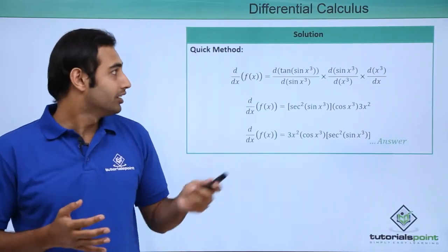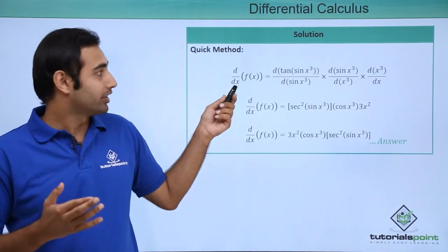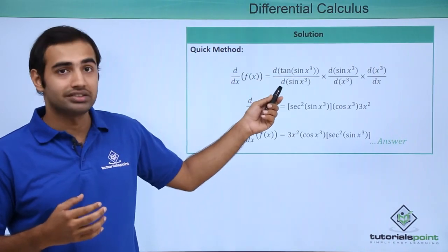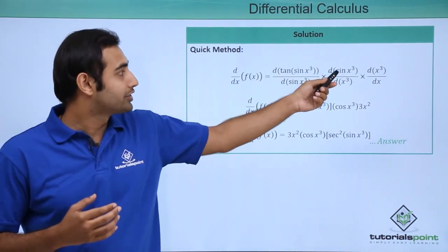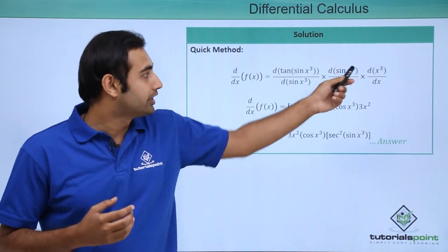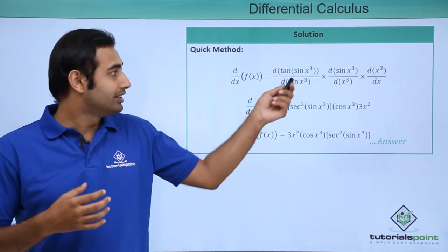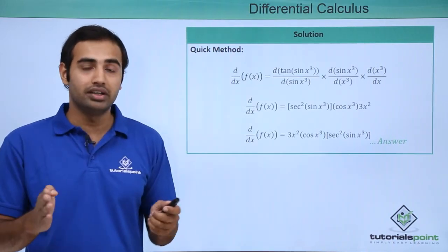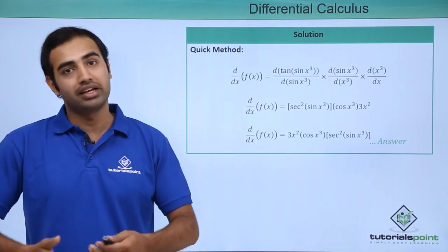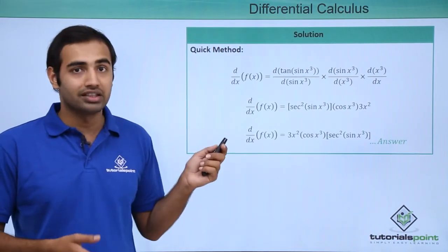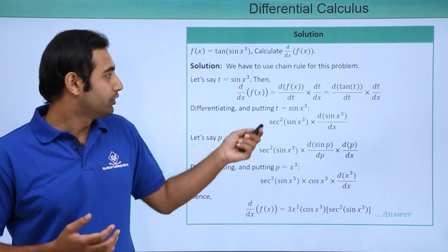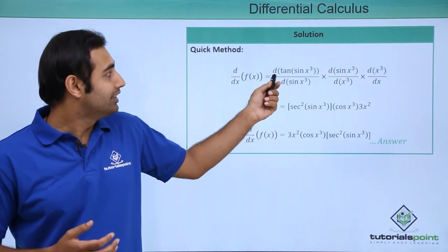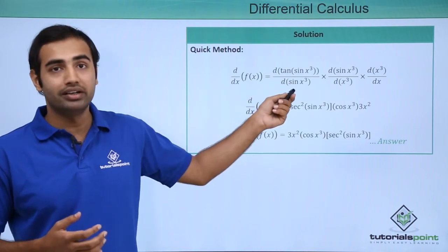So over here you can see I have to write the derivative of f(x). I immediately write it as d(tan(sin x³))/d(sin x³) multiplied by d(sin x³)/d(x³) multiplied by d(x³)/dx. So what I did in this, which is different from the last, is that I did not assume separate variables t and p, and I directly put the value of t and p as a function itself. So in the last example, if you want to go back and see, what we did was we wrote it as d(tan t)/dt. In here we wrote it directly as d(tan(sin x³))/d(sin x³).